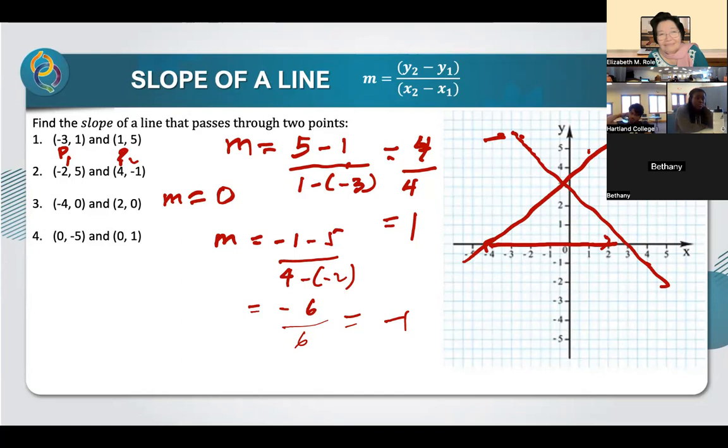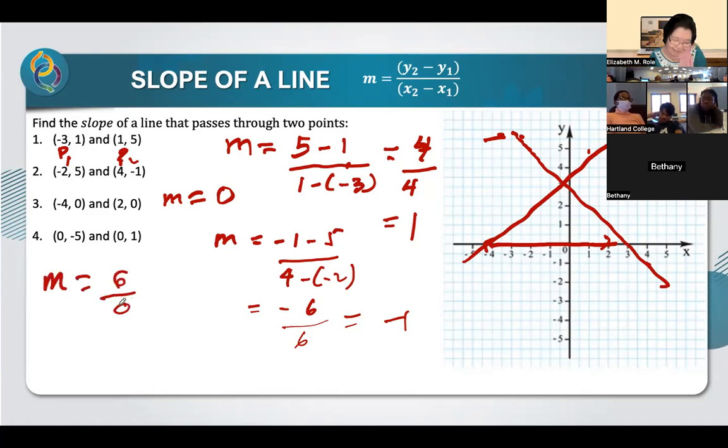6 over 0. 6 over? 0. Yes, it's 6 over 0. Now, what do you say about that? We're saying your denominator should not be 0, but I think all of us know that when you divide anything by 0, that is an infinity, right? Yeah, we call it infinity.